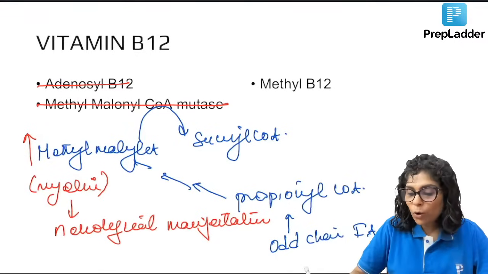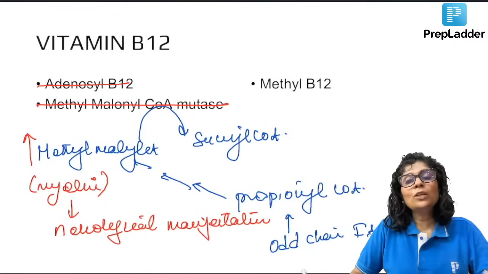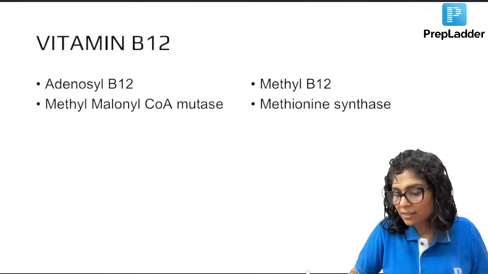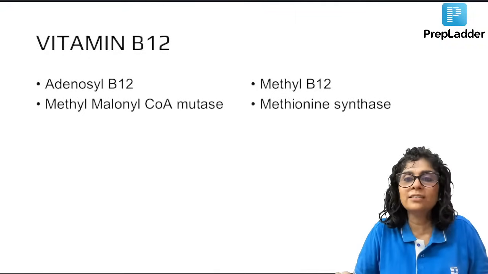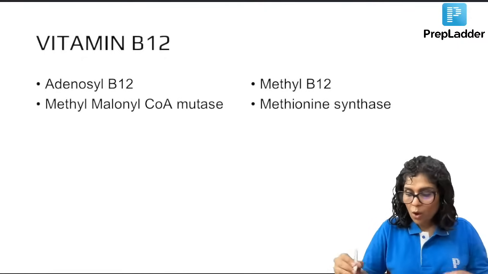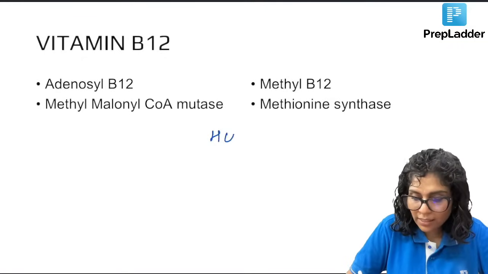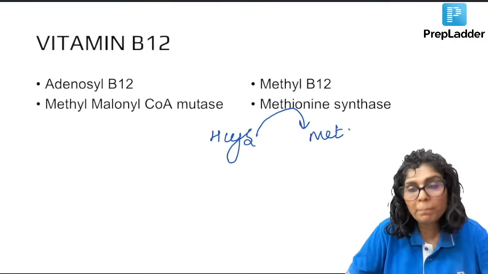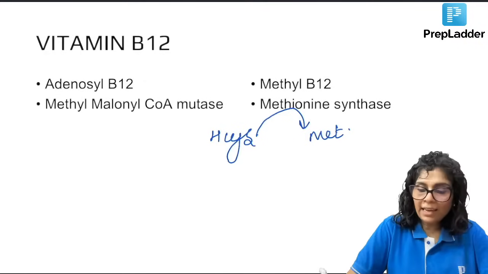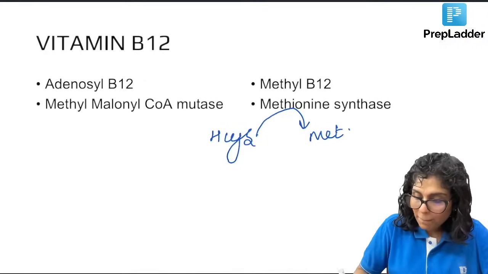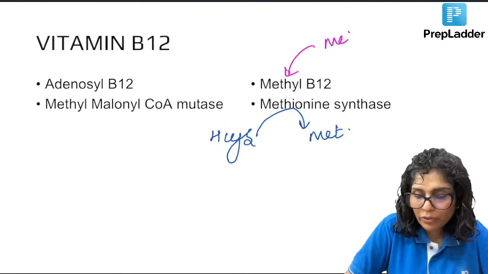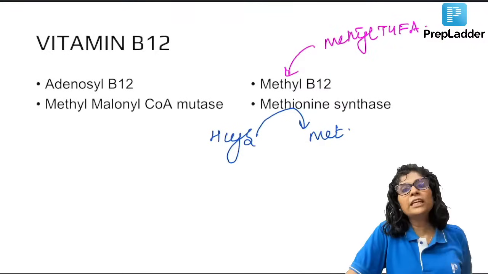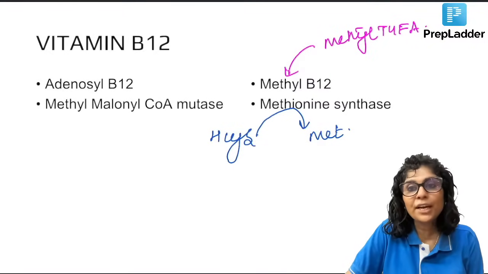Okay. Now about methyl B12. Methyl B12 acts as a coenzyme for only one enzyme, and that enzyme is methionine synthase. What is the function of methionine synthase? Methionine synthase helps in the conversion of homocysteine to methionine. Another fact about methyl B12 is that it gets its methyl group from methyl tetrahydrofolate. Do you understand this? Methyl B12 gets its methyl group from methyl tetrahydrofolate.